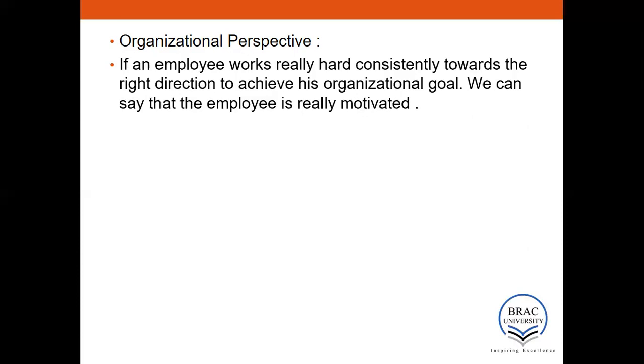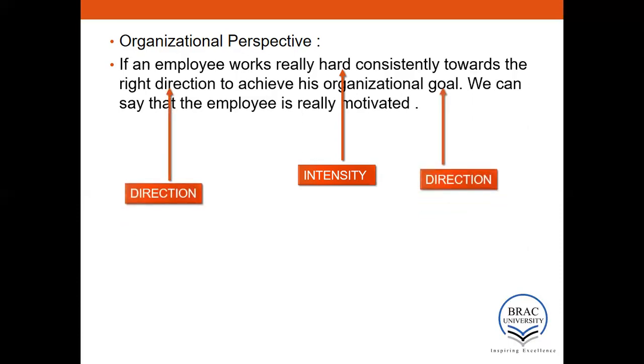Now in this statement, can you identify the three elements: intensity, persistence, and direction? Intensity means the employee is really working hard. Direction is the right direction towards the organizational goal, right? And which one is persistence? Can you identify? This one is persistence. Persistent means consistently. So of course that employee is working hard in a consistent manner. So this is how you can relate the motivation concept in organizational perspective.